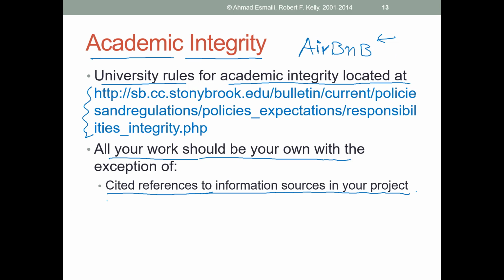In that case, you need to cite the reference. You should say that you got this data from Airbnb. That kind of reference is allowed. But getting the homework assignment from your friend and citing that you got the solutions from your friend would be considered academic dishonesty. You need to understand these things really well.